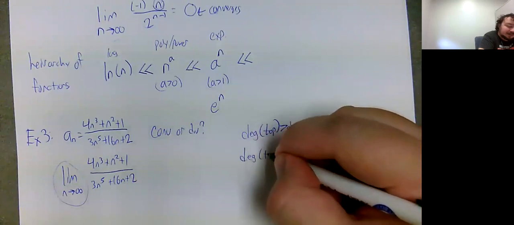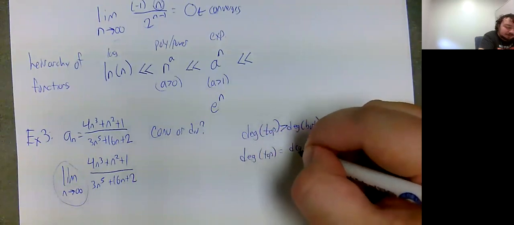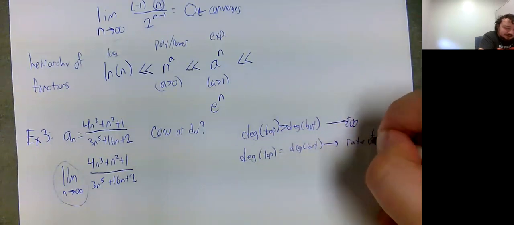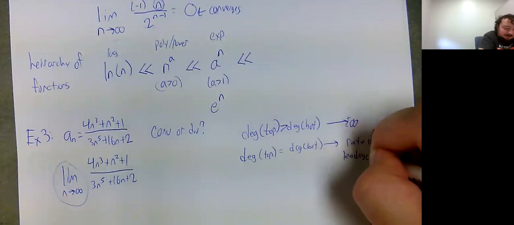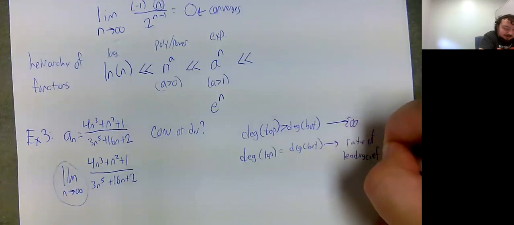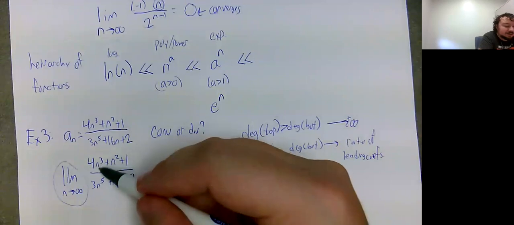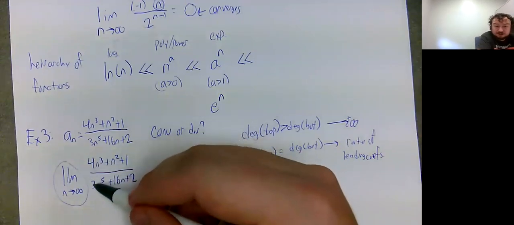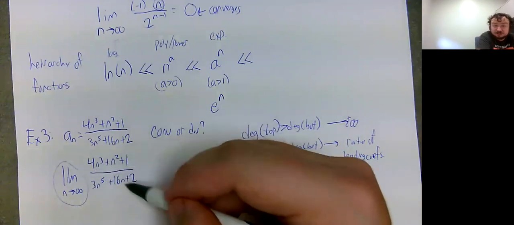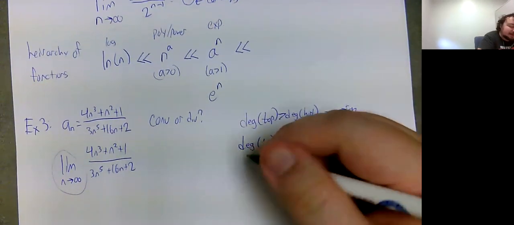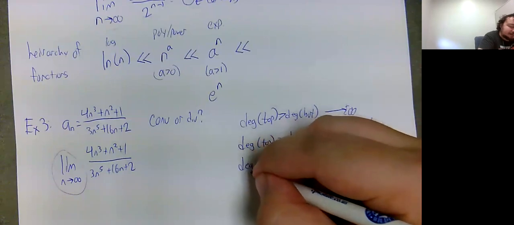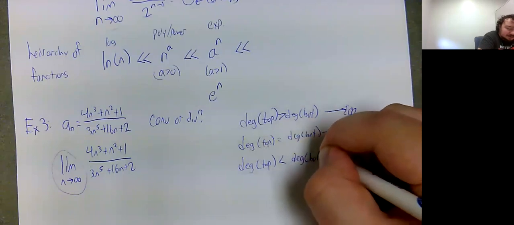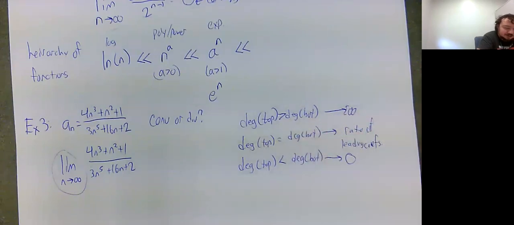If the degree of the top equals the degree of the bottom, then it's going to go to the ratio of leading coefficients. What do I mean by that? Let's say these were both n to the fifth right here, then this limit would end up going to 4/3, the ratio of their leading terms. And note that these other terms don't really matter. And then on the other hand, if we have the degree of the top less than the degree of the bottom, then this is just going to go to 0.